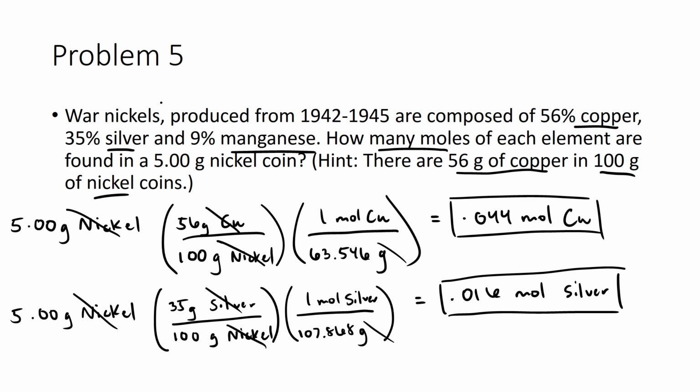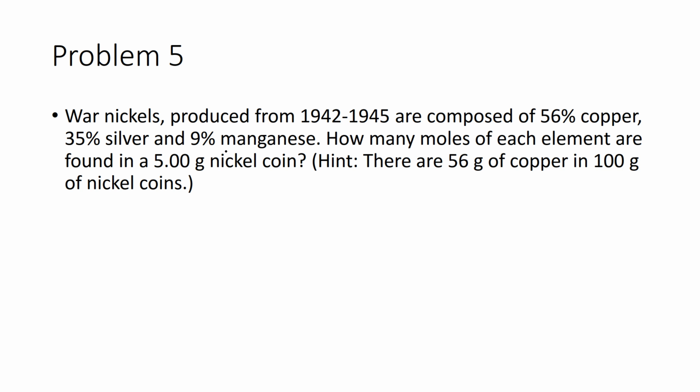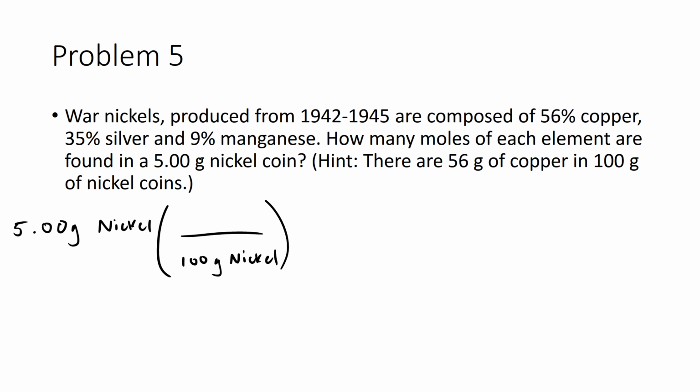And then next we just have to do manganese. Go to another slide. Starting with the same 5 grams of nickel. We know that if we have 100 grams of nickel, 9% or 9 grams of it has to be manganese. And then next all we need is the unit conversion or the molar mass for manganese. And manganese comes in at 54.938 grams per 1 mole.